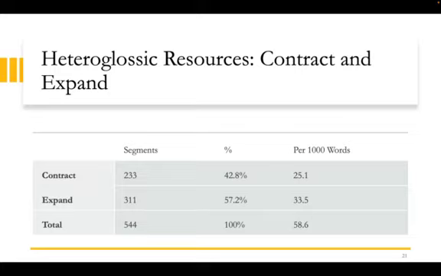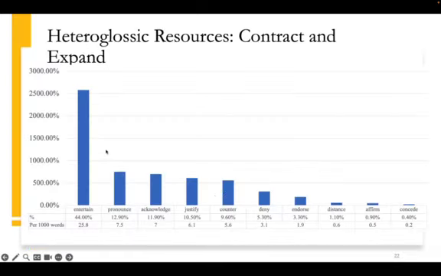Now, a deeper look into heteroglossic resources, contract and expand. We have more expansive resources than contract resources in our data. The difference is not big, but there remains a difference. So 57% for expand and 42% for contract. Here we can have a look at the different resources used and the percentage of each of these resources. Entertain is the highest, followed by pronounce, acknowledge, justify, counter, deny, endorse, distance, affirm, and concede. They're very close as well in percentage.